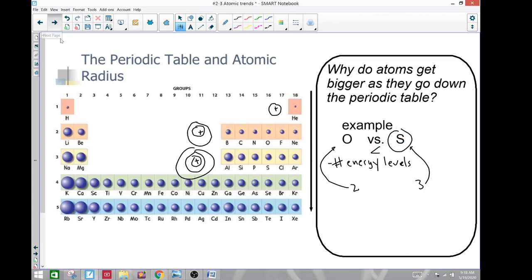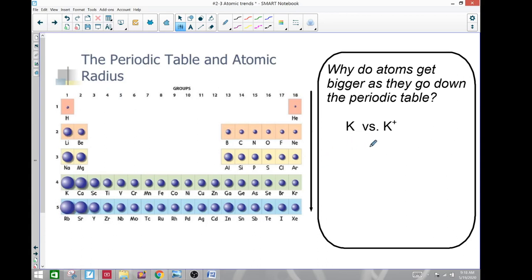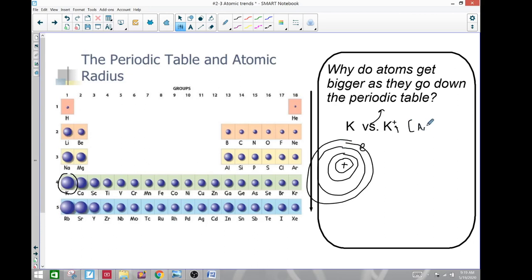So moving along, here's another example, a slightly different one: potassium versus potassium with a positive 1 charge. Here's potassium located right here. But what about potassium plus? Potassium has 4 energy levels, 1, 2, 3, and then 4, but it's only got 1 valence electron on the outside. So when it loses that electron, it loses an entire energy level. Now it's isoelectronic with argon, and that's kind of important.